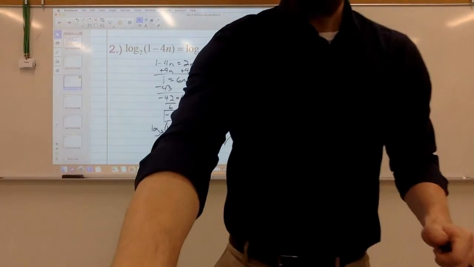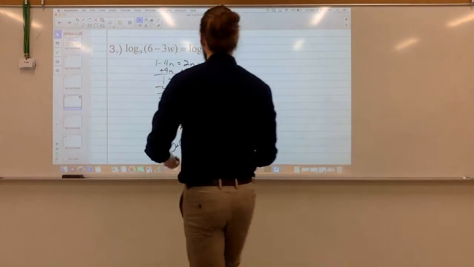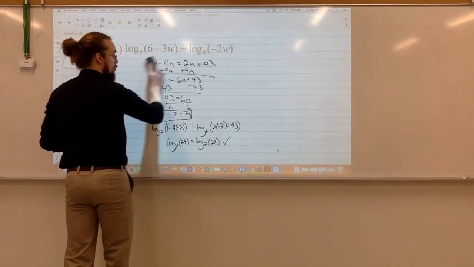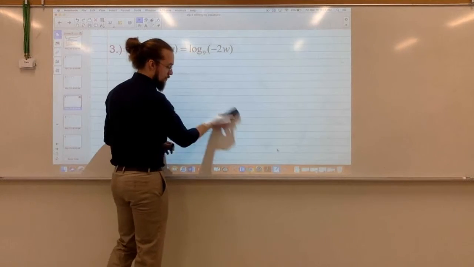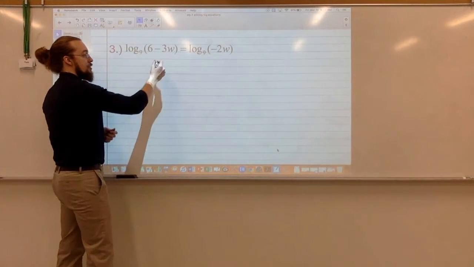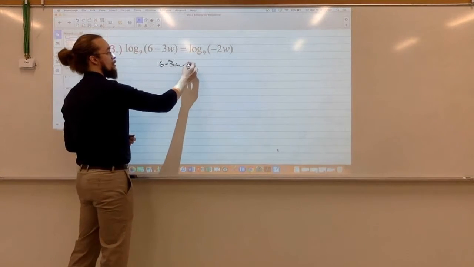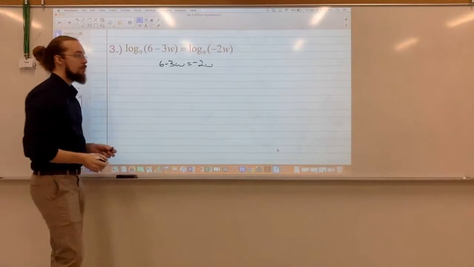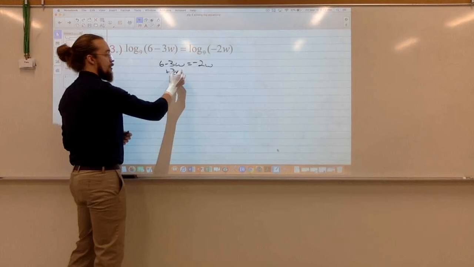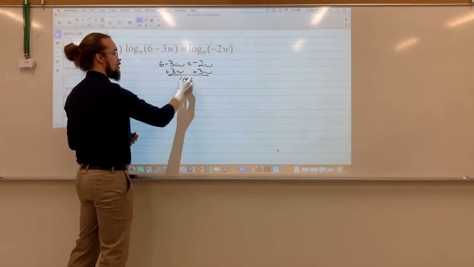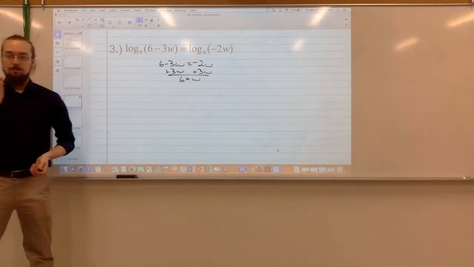Okay. On number 3 then, same setup. We already have one log equal to one log, so I can just set what's on the inside equal. So I can say 6 minus 3w equals negative 2w. To solve, all I would need to do is add 3w over here. So then we get 6 equals w.